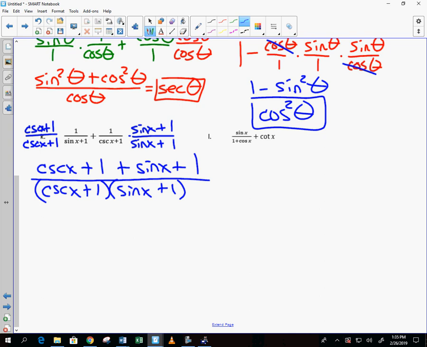You can't because you've got the addition thing, right? So you can't do that. And so I don't see anything that cancels. So at this point, we've really got two options, and they both work. Number one, you could rewrite the cosecant as 1 over sine and then make a complex fraction, and that's a lot of work.